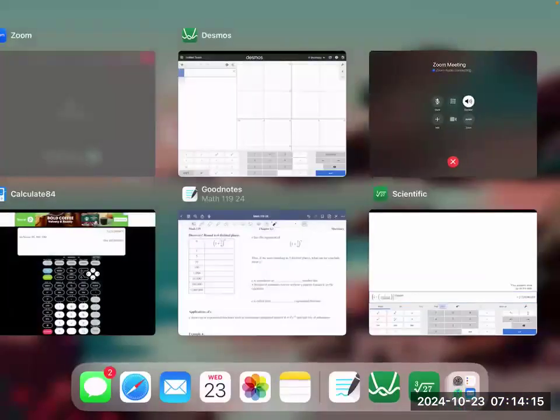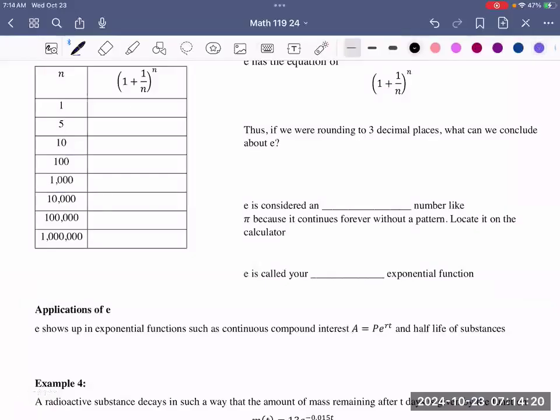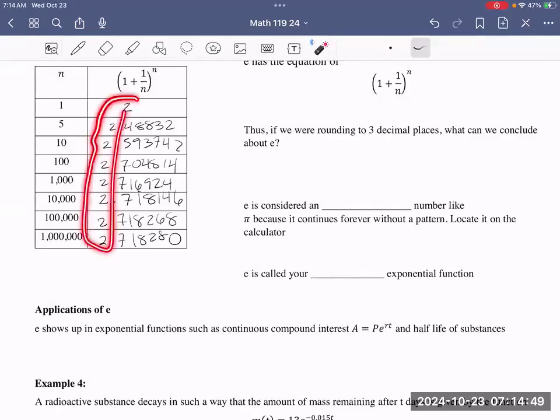So all in all, if I were to write some of these values down, we started out with 2, 2.48832, 2.593742, 2.704814, 2.716924, 2.718146, 2.718268, and 2.718280. So notice that it is a number of 2 and about, it's estimated, right?